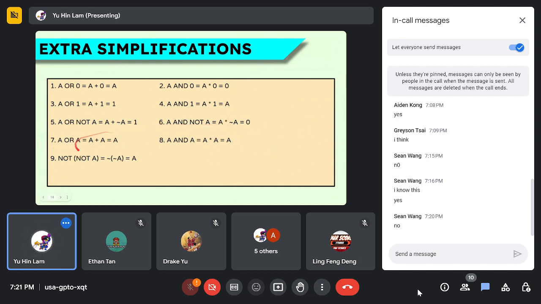A or A would just give us A again. And same thing with A and A, it would just give us A as well. And lastly, not not A would just give us A. They're just some extra simplifications, and it's good to know them.